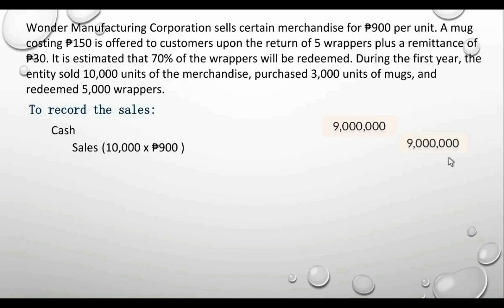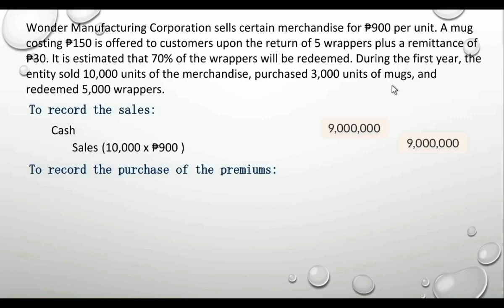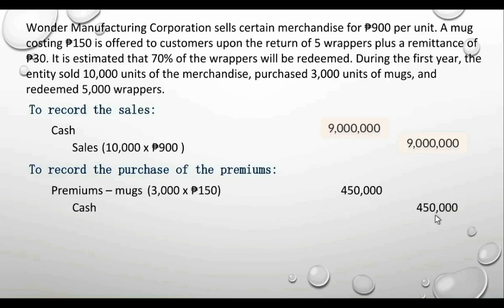Another transaction to be recorded is the purchase of 3,000 units of mugs. Apparently, the mug is the premium, which is an asset upon purchase. So, to increase the asset premiums mugs, it must be debited. 3,000 units multiplied by the unit cost of 150 pesos equals 450,000 with a credit to cash for the same amount.